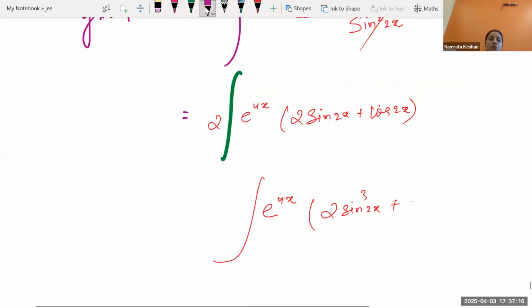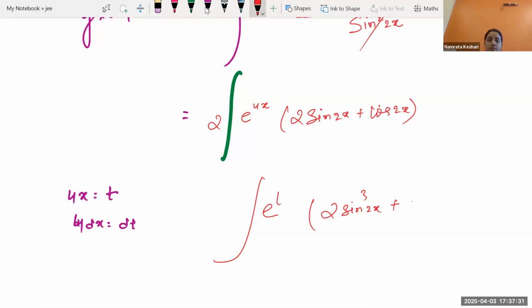For now, let me take this 4x as t, so that I can write e to the power t. 4 dx is equal to dt, so at the place of dx, we can write dt by 4. So this 4 will come. And this 2x. Just a moment.